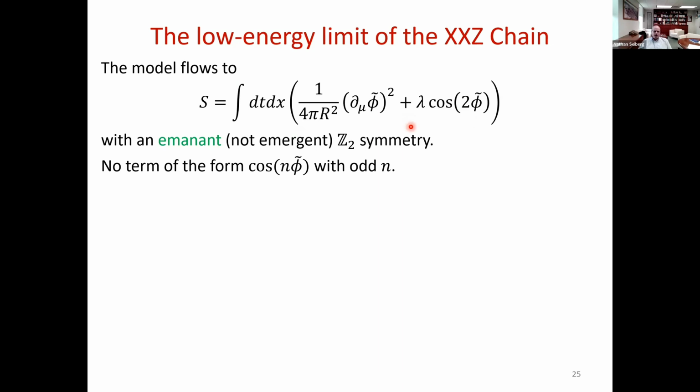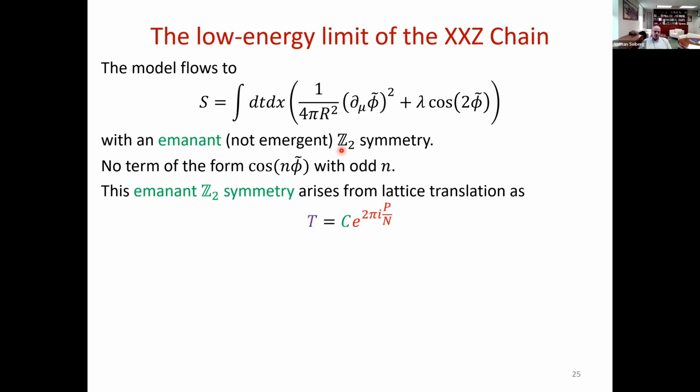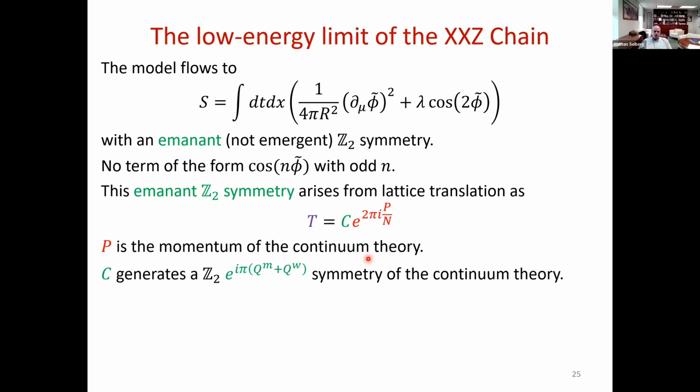Not only that, we have no terms with cosine n phi tilde with odd n, so there cannot be even cosine 5 phi tilde in the low energy theory, which would be irrelevant, but it's not there anyway because of the emanant Z2 symmetry. This emanant Z2 symmetry again arises from lattice translation. This is the continuum momentum, and this is the generator of that Z2 emanant symmetry. Part of my color coding, anything emanant has this green. So it's the same notation as before.